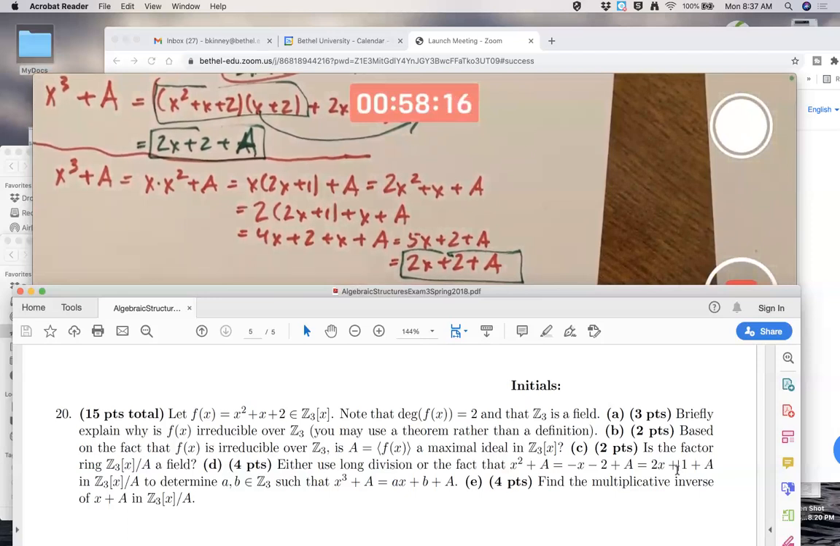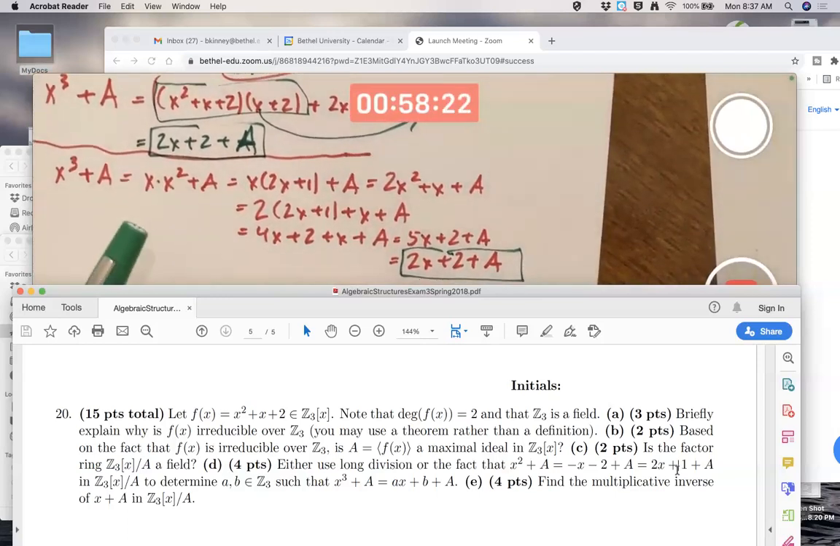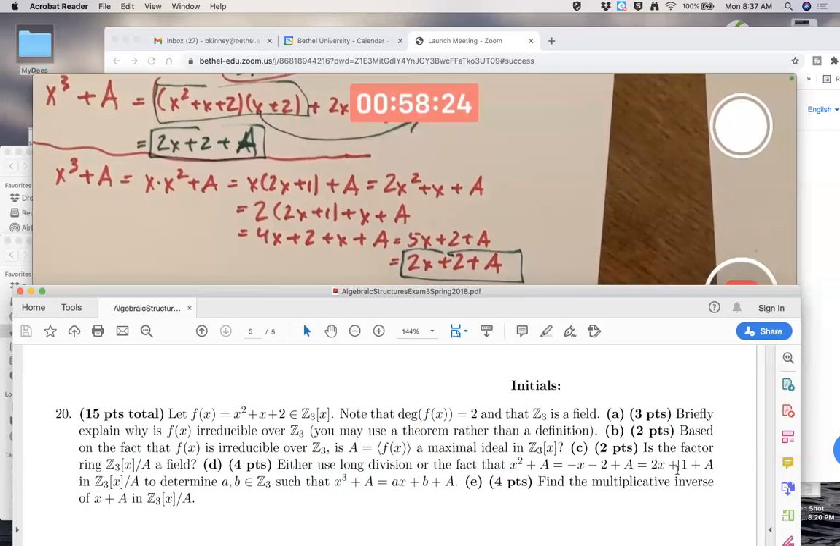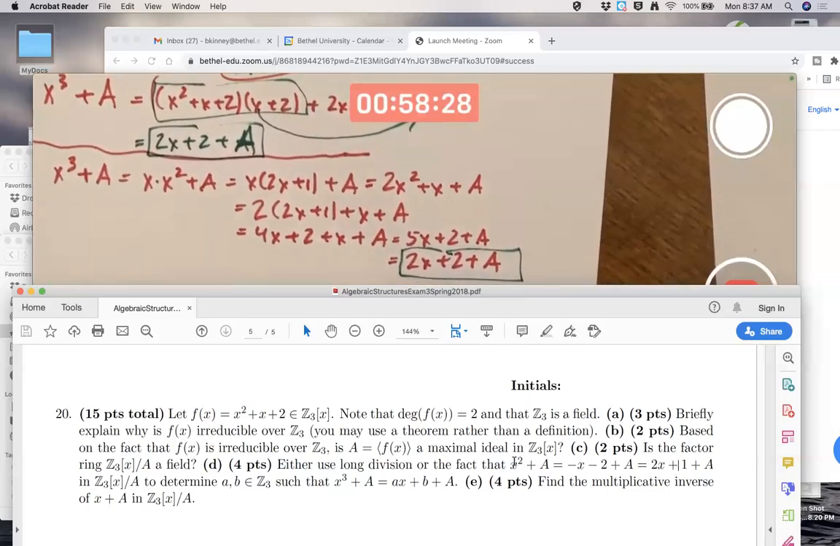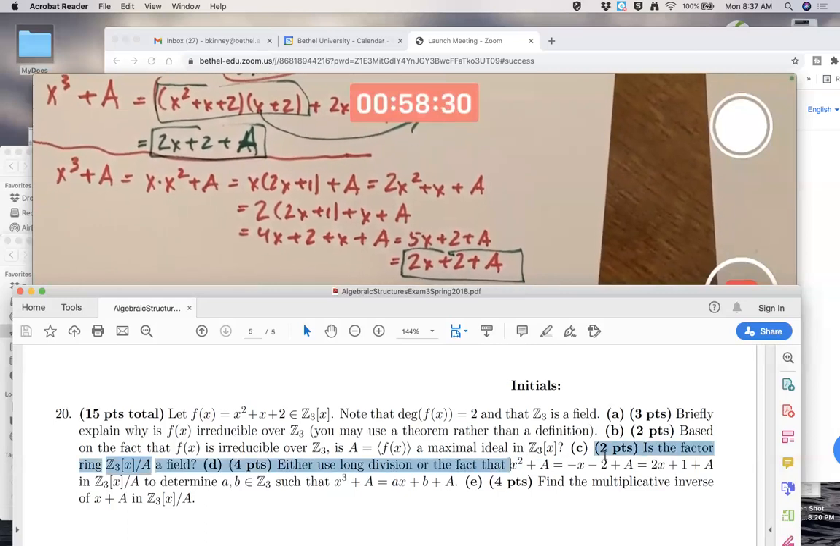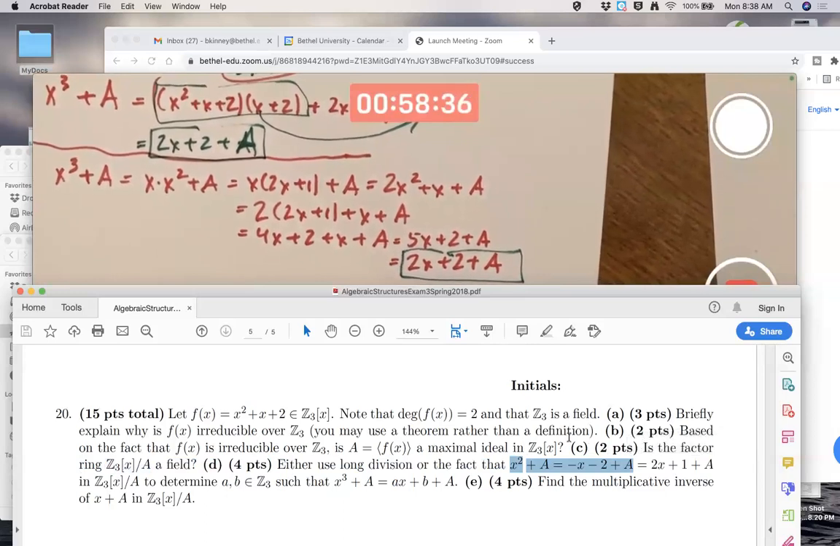Both of these methods are kind of fun in their own way. I think this second method is more fun, seeing how it works out that way. And again, the reason is based on these things. And the reason this is true is based on the fact that x squared plus x plus 2 is in A. And here, to go from here to here, I'm just modding by 3.